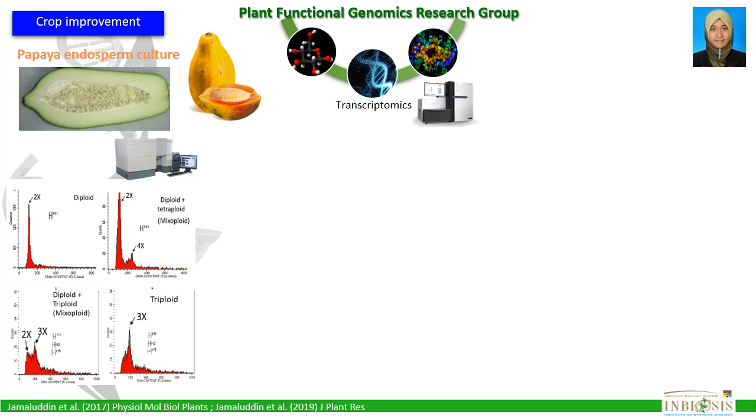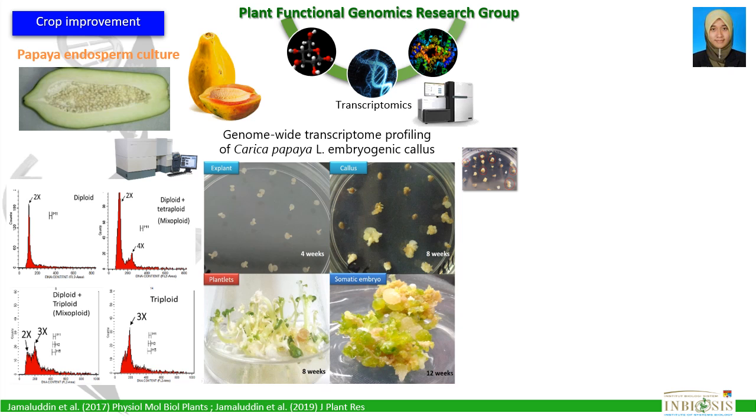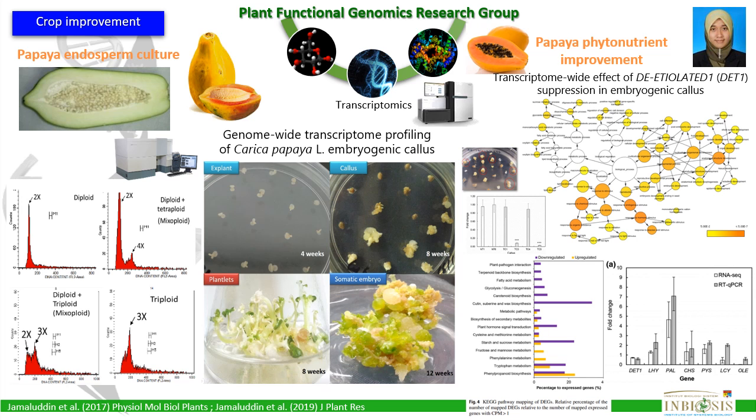First, my master's student worked on papaya endosperm culture, trying to identify the triploid plant, which is seedless. So we may get some triploid callus. And then we performed genome-wide transcriptome profiling of Carica papaya embryogenic callus. In summary, we transformed and tried to study the transcriptome-wide effect of the suppression of these methylated 1 genes in the callus. And we found that the upregulation of certain flavonoid biosynthesis will support the use of the callus for biofactory.